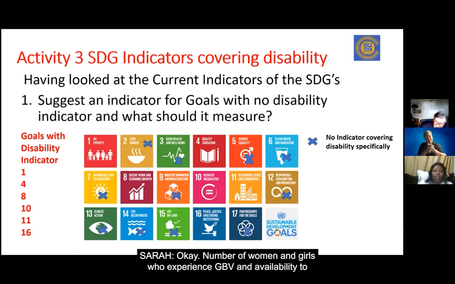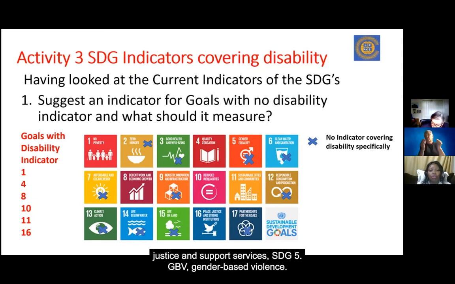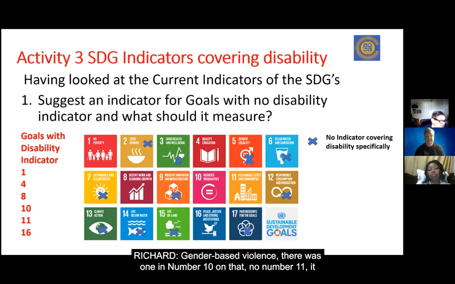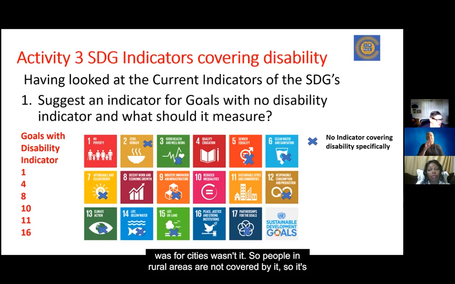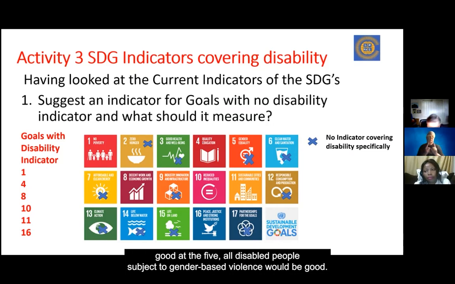Okay. There's Crystal Inspire, number of women and girls who experience GBV and availability to justice and support services, SDG 5. GBV, gender-based violence. There was one in number 10 on that, but it was at number 11, it was for cities, wasn't it? So people in rural areas are not covered by that. So I think it's good that 5, all disabled people subject to gender-based violence, would be good.